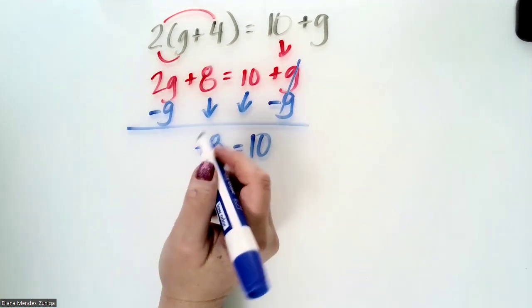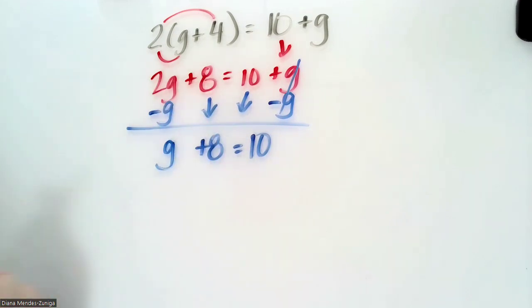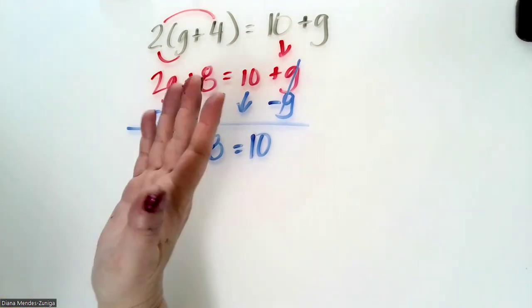And now I'm going to do this. And this is going to leave me with 2g minus a g, and that's just going to leave me with 1g. Now I'm going to solve the rest of my problem.